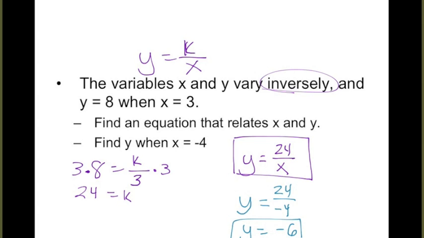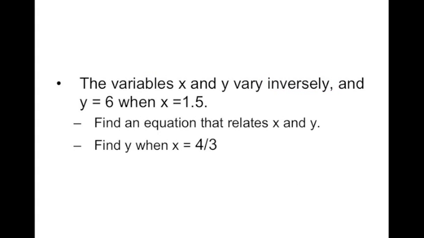Okay, so first we want to find out what is the constant that relates the two variables by plugging them into the inverse variation format. And that allows us to solve for k, or our constant. We want to write that as an equation with k in its spot, but x and y as variables. And then use that equation to solve for a new value. Questions? Okay, go ahead and try this example.